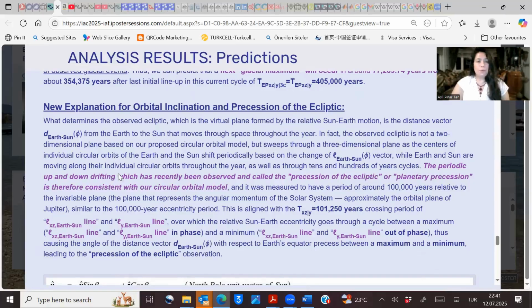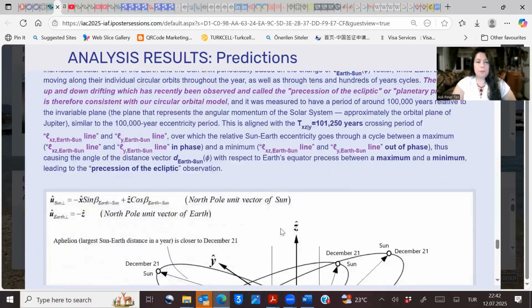The periodic up and down drifting, which has recently been observed and called the precession of the ecliptic or planetary precession, is therefore consistent with our circular orbit model, and it was measured to have a period of around 100,000 years also, relative to the invariable plane, the plane that represents the angular momentum of the solar system. And this is similar to the 100,000-year eccentricity period. And this is aligned with our crossing period of the LXZ line and LY line, over which the relative Sun-Earth eccentricity goes through a cycle between a maximum and a minimum, when these two lines are in phase and out of phase, thus causing the angle of distance vector with respect to Earth's equator to precess between a maximum and a minimum, leading to the precession of the ecliptic observation.